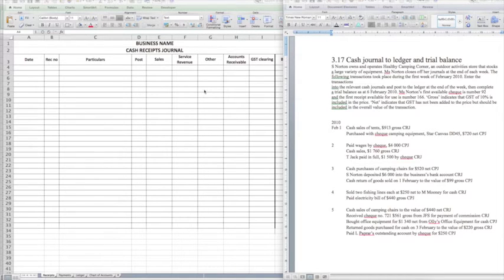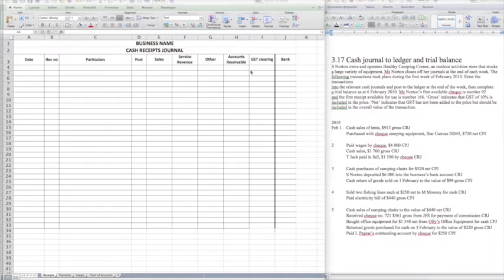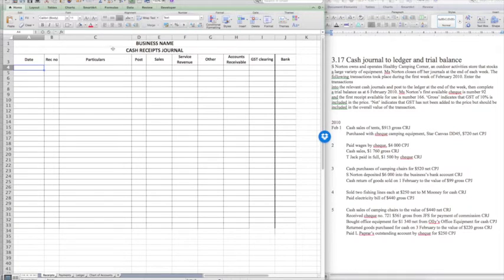This is a screen recording for exercise 3.17 for year 11 accounting, just to help you guys better understand what's going on in this question and how we can tackle it. These videos are going to be broken up into 3 sections. One will be for cash receipts journal, the second video will be for cash payments journal, and then the third will be the chart of accounts, the ledger and the trial balance all in one.